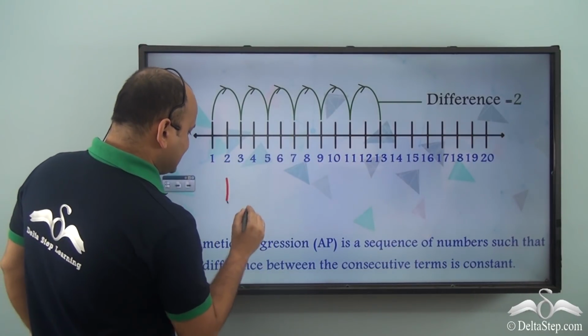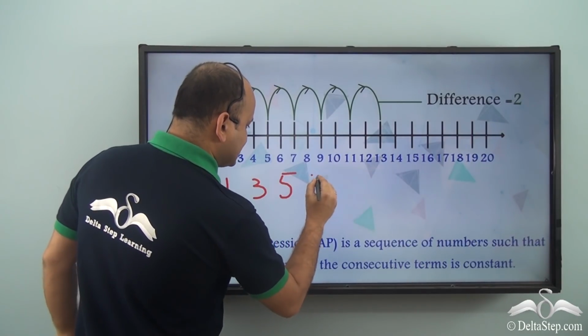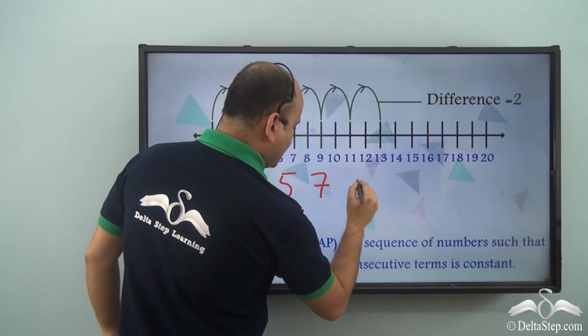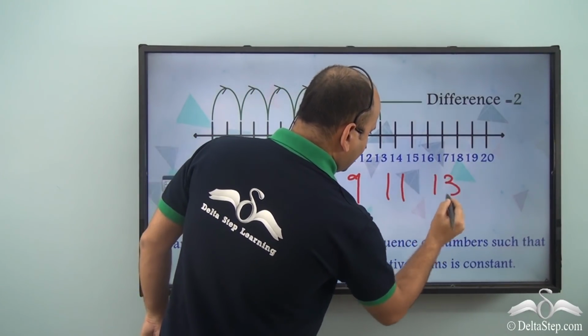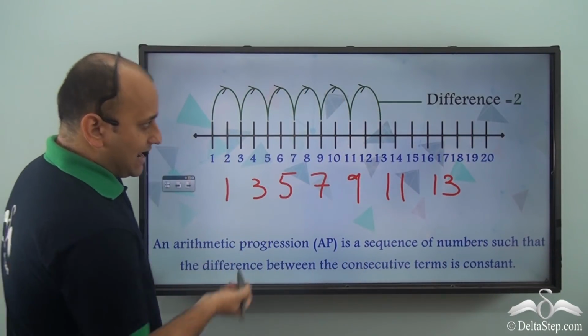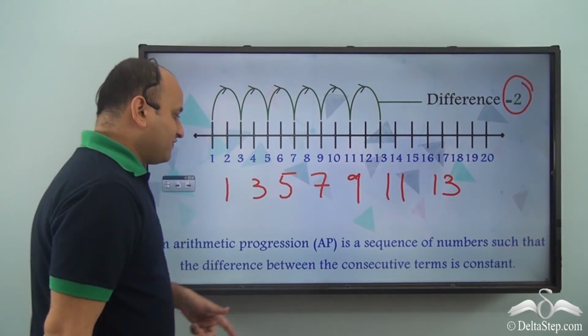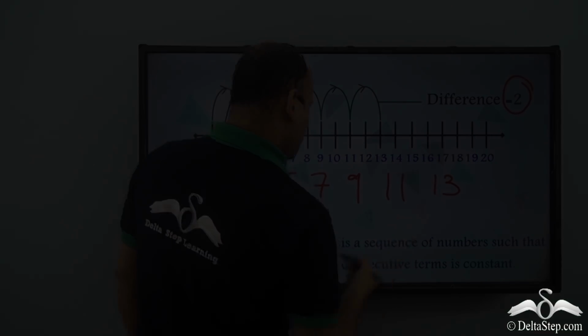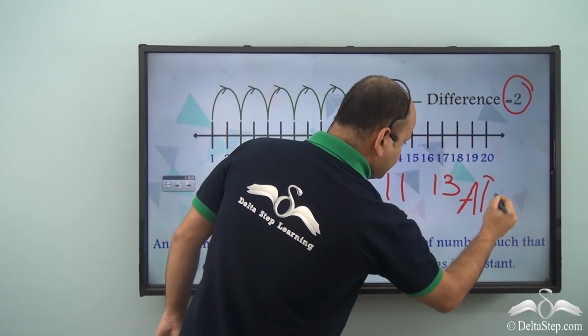So this series 1, 3, 5, 7, 9, 11, 13 and so on. What type of series is it? Well, again the difference is constant between consecutive numbers, which is 2. So this series is in AP again.